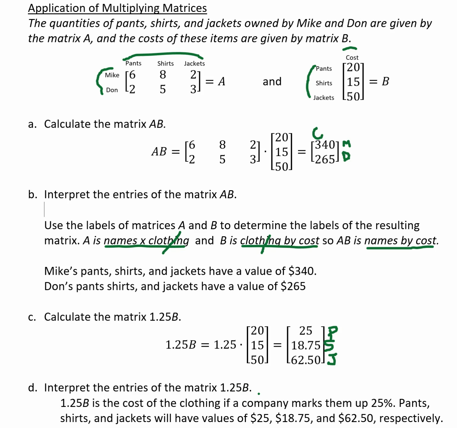Now we interpret these values. It says interpret the entries of the matrix 1.25B. All right, so 1.25B is the cost of the clothing for each article if a company marks them up 25%. So pants, shirts, and jackets will have the values of 25, 18.75, and 62.50 respectively.